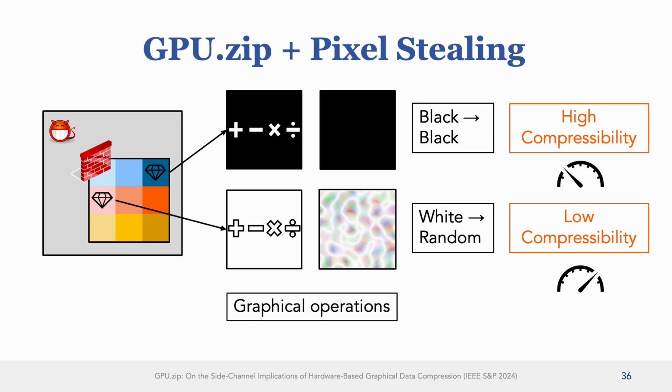Speaking another way, the malicious JavaScript attacker can extract the secret pixels in the cross-origin iframe one by one only by measuring the SVG filter stack rendering time.